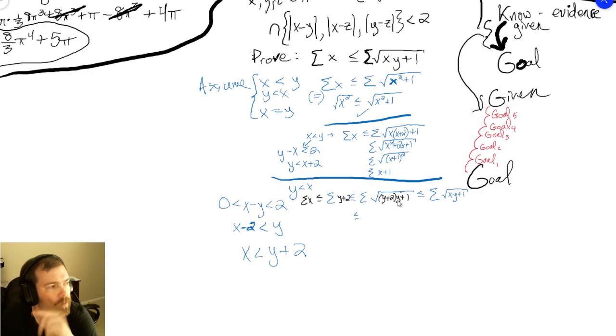No, because that's going to just be y plus 1. This is the sum of y plus 2. This is the sum of y plus 1. So now I'm backwards. That's really not good.